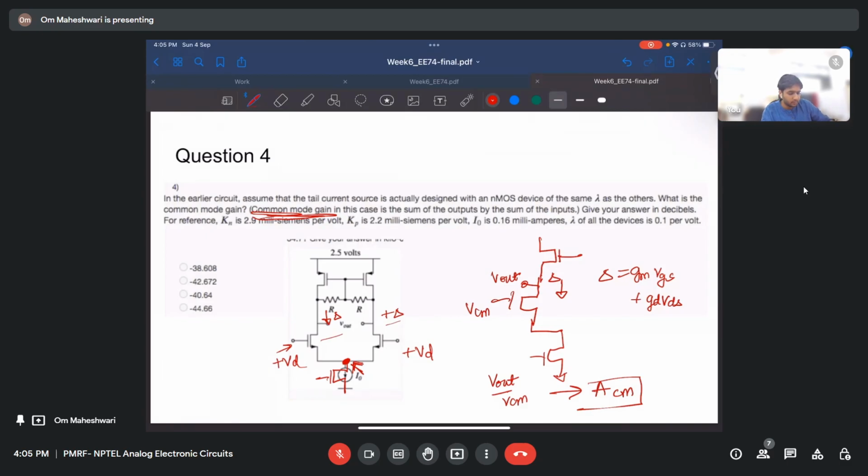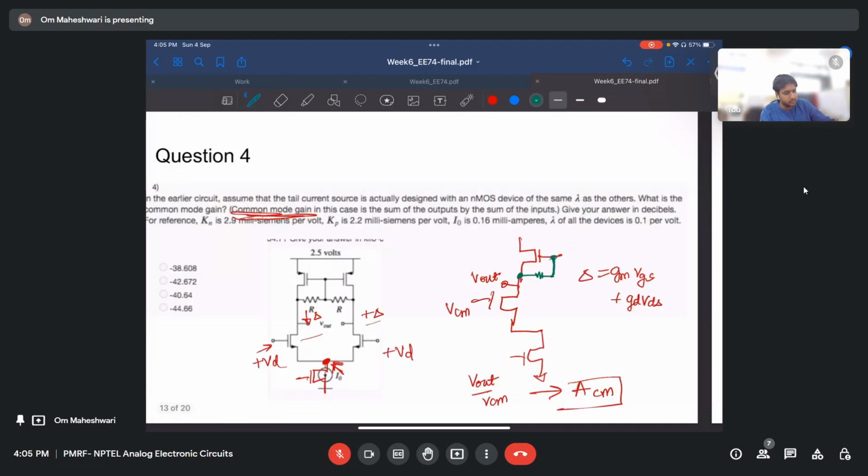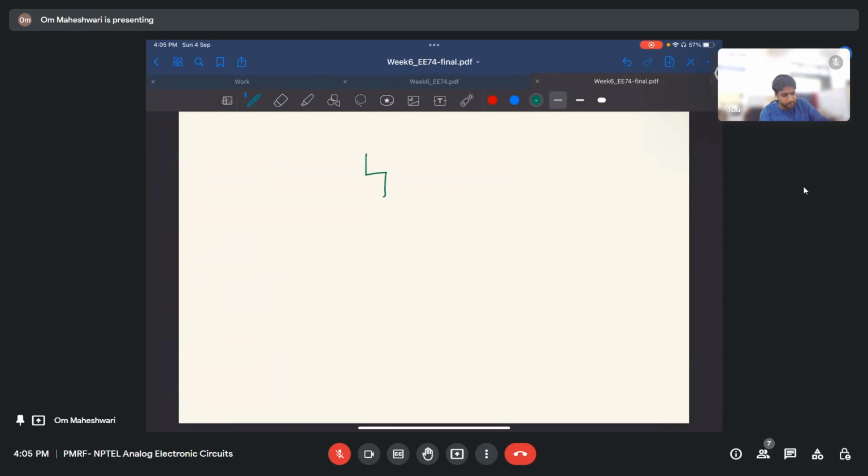What about the resistance? Okay, that's a good point. This resistance is actually connecting these paths. To solve for the resistance, you can do it in two ways. Let me show it here. What is the impedance seen from here? It will be 1 by GM of this transistor.